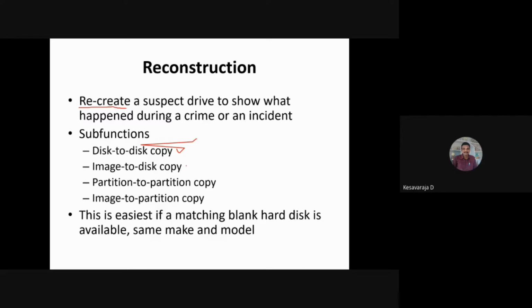Already the entire hard disk has been converted into an image. So here it is image to disk copy. Then partition to partition copy: the entire data of the C drive is copied into, say, the K or I drive. Otherwise you can copy your entire image into a particular partition. These are some of the basic functions: just create another disk, just recreate a suspected disk, to submit to a court. So it's reconstruction.